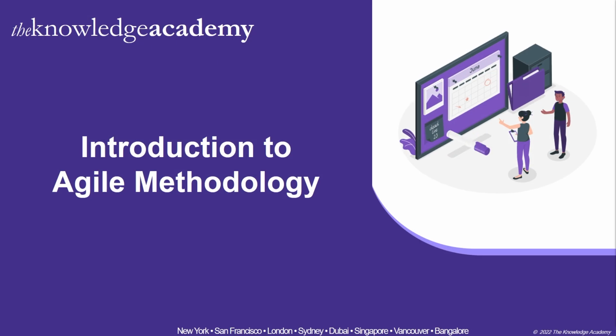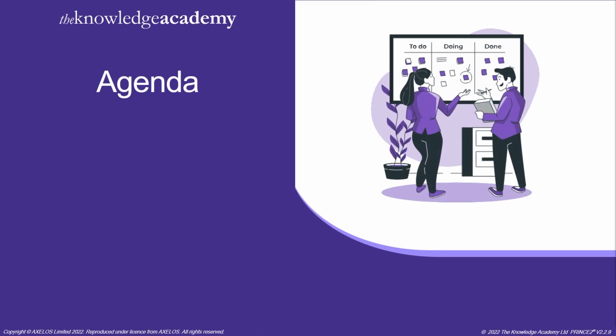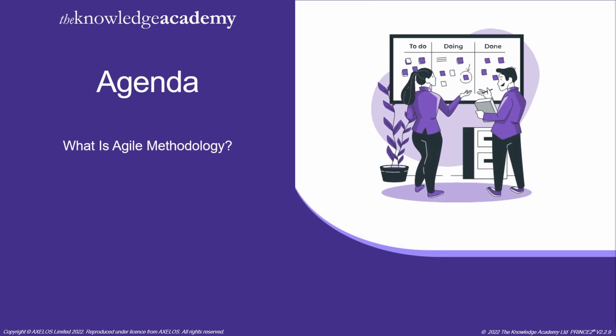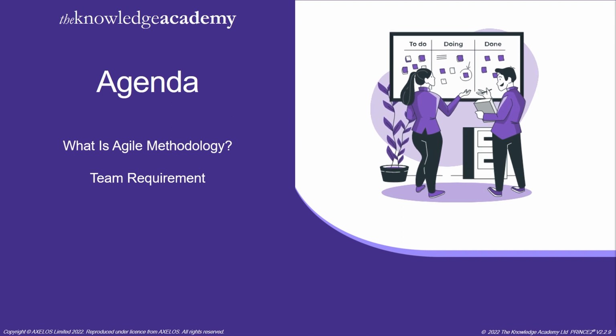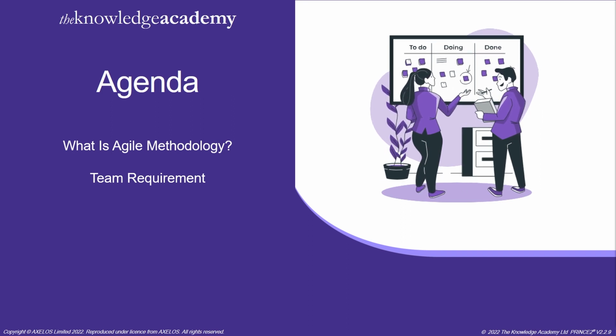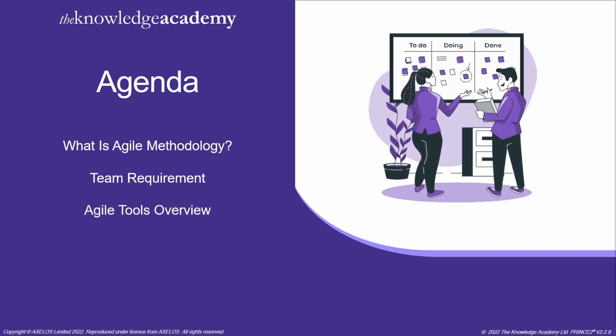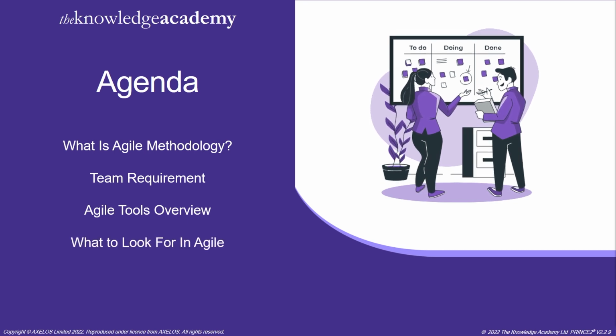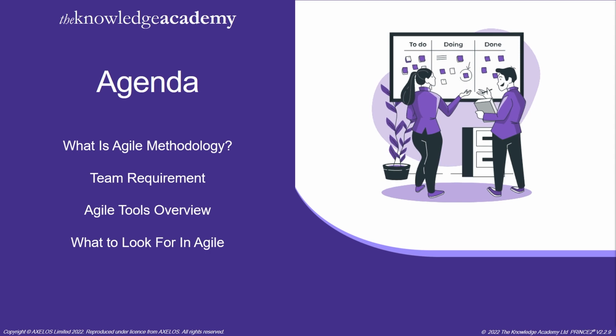So without further ado, let's take a look at the agenda for this video. Initially, we will be going through what is Agile Methodology, then the team requirements for Agile Methodology, after which Agile Tools overview is what we'll go through, and then we'll go through what to look for in Agile. Let's move to our first topic.